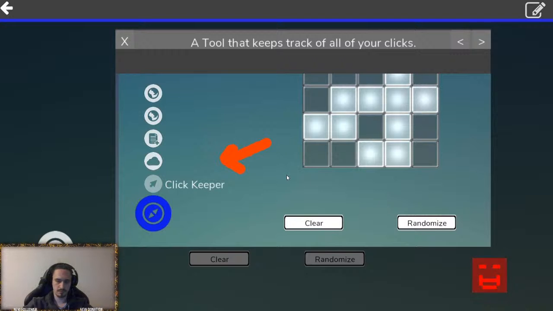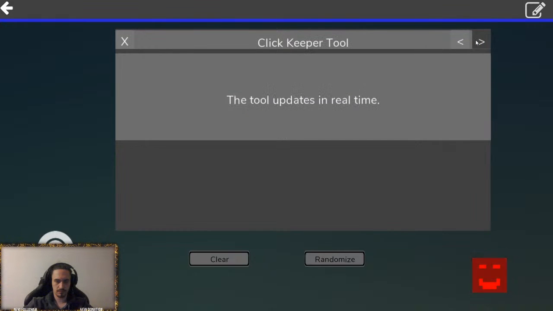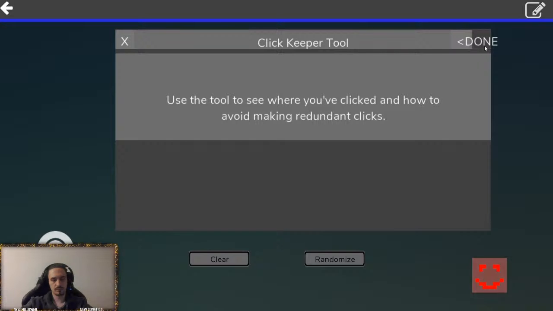The Click Keeper tool is a tool that keeps track of all the clicks you make in the grid. This tool updates in real time, so you can see the clicks being made as you click them. Use this tool to see where you've clicked and how to avoid making redundant clicks.